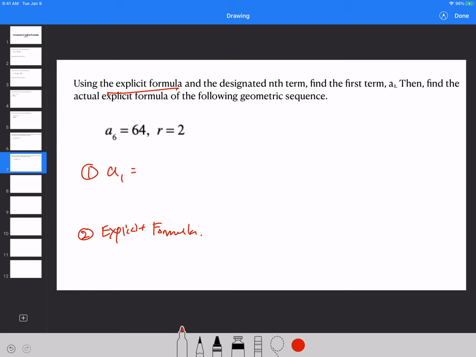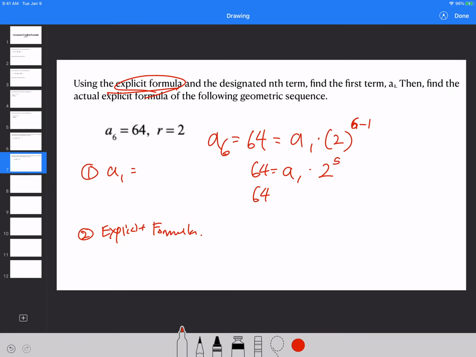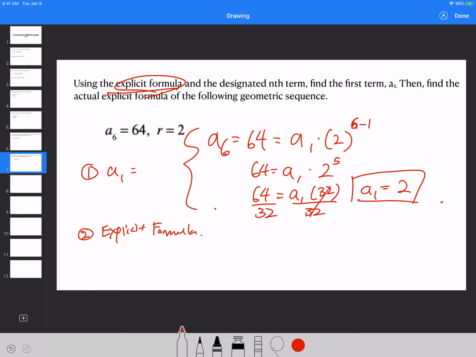Okay, so to find the a sub 1, you have to use the explicit formula as designated. a sub 6, which is equal to 64, is equal to the first term times the common ratio to the power of n minus 1, which in this case n is 6. So 64 is equal to a sub 1 times 2 to the 5th power, which turns out to be 64 is equal to a sub 1 times 32. Divide both sides by 32, and you should get a sub 1 to be 2. All of this is the work that I need you guys to demonstrate for me on your homework questions.